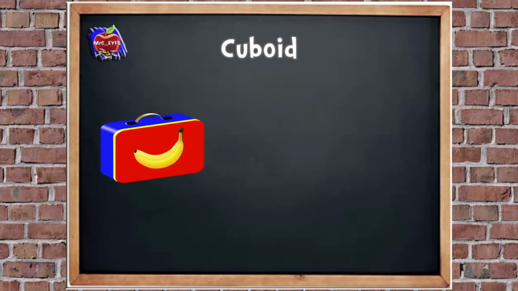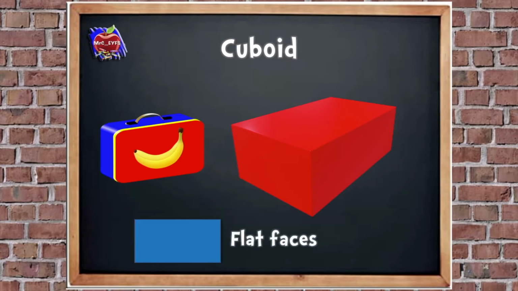So look carefully at all of the faces. Can you see any curved faces? Can you see any flat faces? What can you see? Yeah, there's lots and lots of flat faces. And on this cuboid, they were all what shape? Rectangles. So there's no curved faces, they're all rectangular, flat faces.